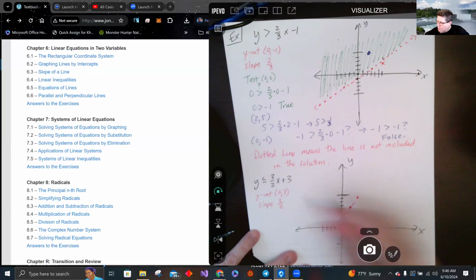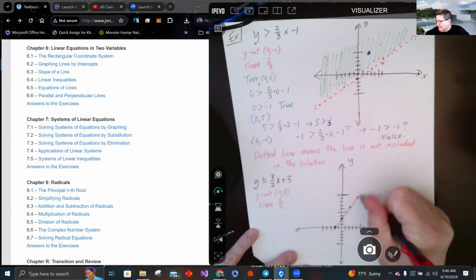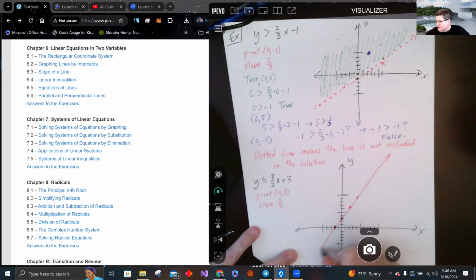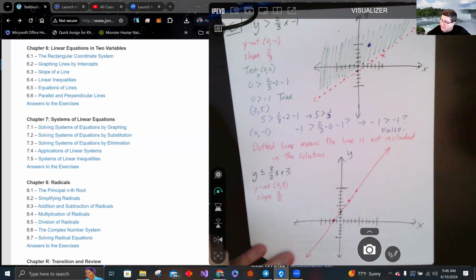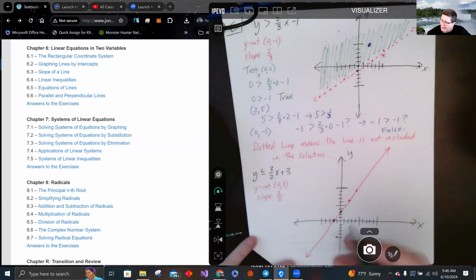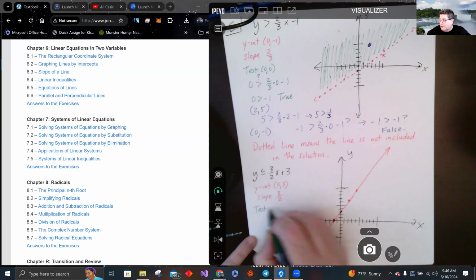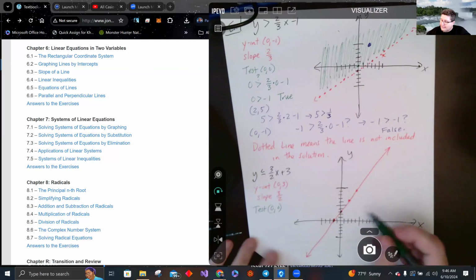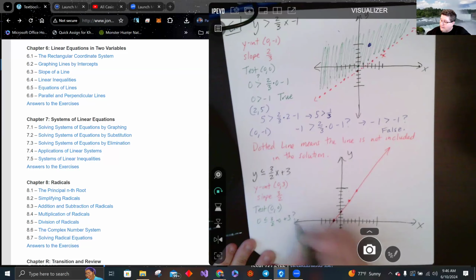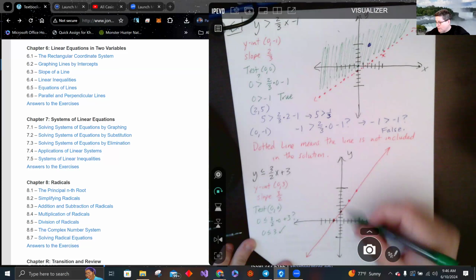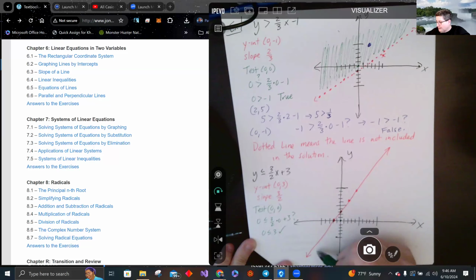I have an equal portion, so I'm actually going to use a solid line this time, which means the answers are included. I'm going to test (0, 0), and I'll test (0, 3) just to show you that the line is included. If I plug in (0, 0), is 0 less than or equal to 3/2 times 0 plus 3? 0 is less than or equal to 3. That's true. So we are going to shade on the side that holds the test point.